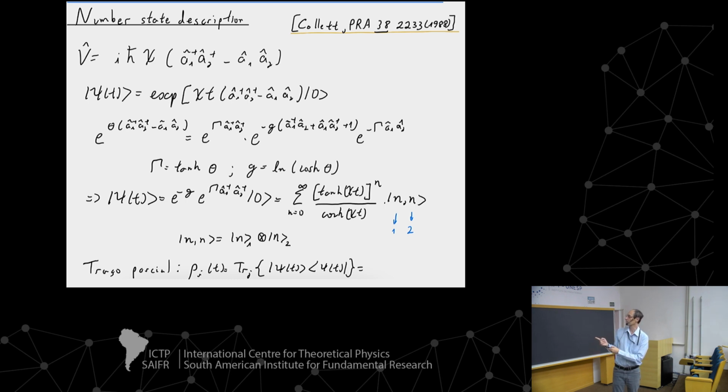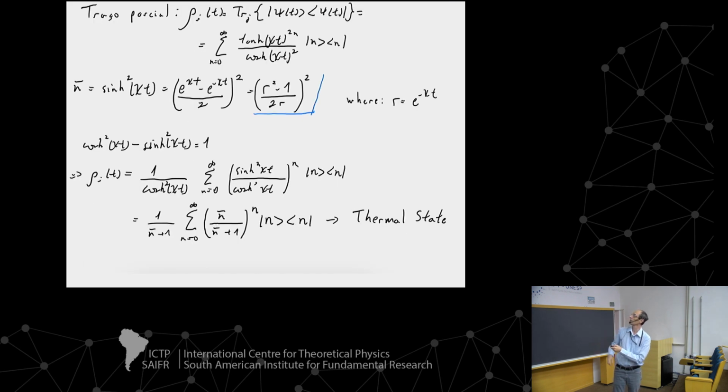If you take the partial trace over one of the modes, what you get at the end will be, remember, that n average, the average number of photons, here will be something like a hyperbolic sine of xt, or something like this. So we can rewrite this as a thermal state if you trace the other mode. Here, described in the number of photons.